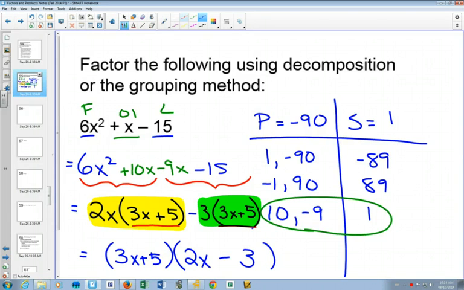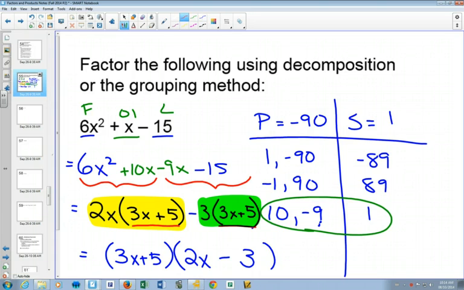Let's do a quick check. Do my first ones multiply to give me 6x squared? Yes. Do my last ones give me negative 15? Yes. Do my outside and inside make 1? My outside makes the negative 9, just like we saw here. My inside makes 10. And it works out.